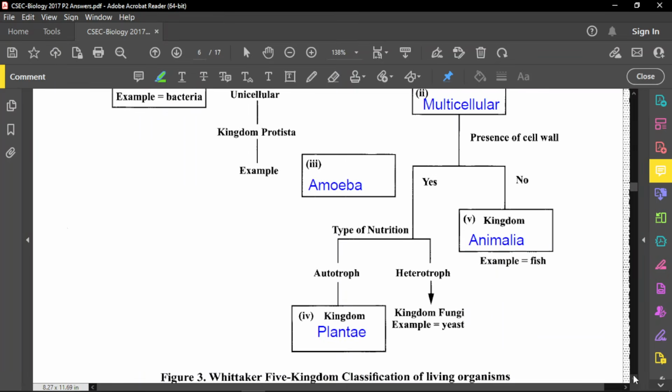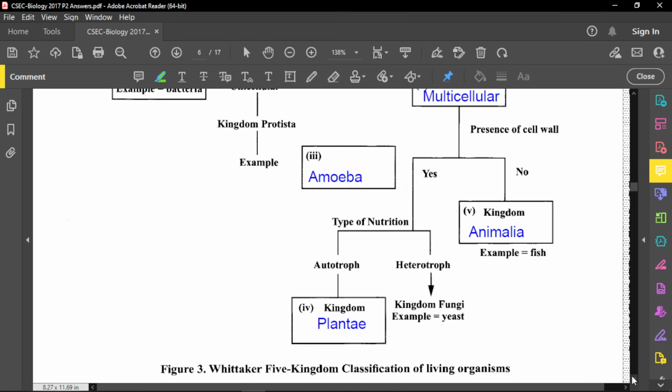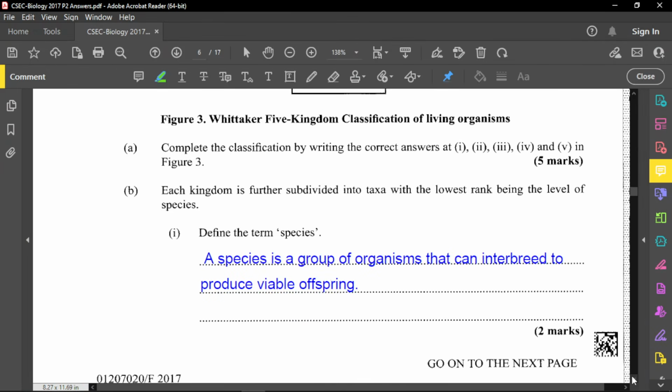All right. And so if it is autotrophs, then you know it could be plant. And if it is heterotroph, then it'd be like fungi, example yeast. And if there's no cell wall, then it's going to be the kingdom Animalia, example fish, and any other animals, of course. All right, so let's now jump into the question, because I completed that. You already completed that, so we don't move over.